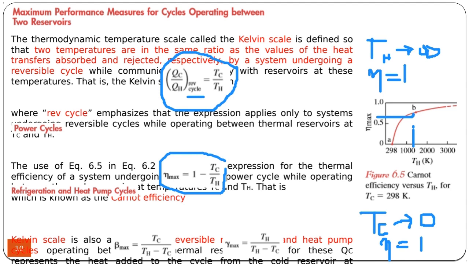Similarly, for Carnot refrigerators and Carnot heat pumps, we can use the ratio of the temperatures instead of the ratio of the heats. So in this case, a Carnot refrigerator used as a cooler is going to have a coefficient of performance of Tc divided by Th minus Tc, and the coefficient of performance for a heat pump is Th divided by Th minus Tc.